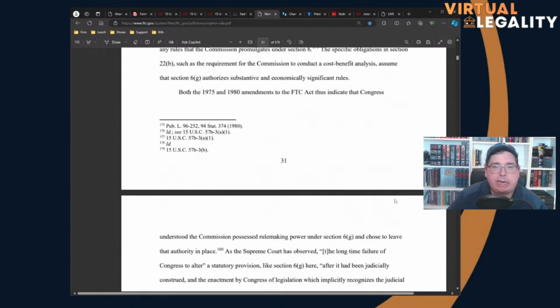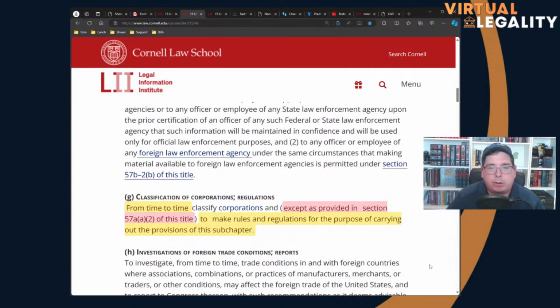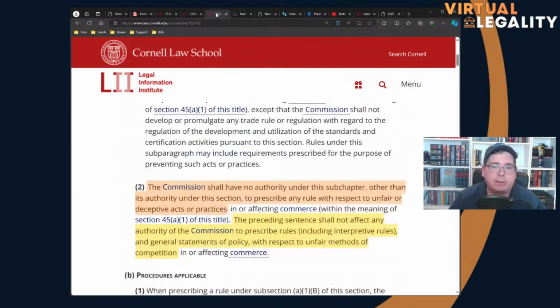Both the 1975 and 1980 amendments to the FTC Act thus indicate that Congress understood the Commission possessed rulemaking power under Section 6G and chose to leave this authority in place. So the FTC says, okay, 6G looks a little broad. 6G looks like maybe we don't have the authority to make these kinds of determinations, but we have in the past, and we're going to categorize these particular false advertising complaints as substantive rulemaking. And because Congress didn't take it away from us, in fact, Congress clarified that we do have the authority to make statements of policy, et cetera, with respect to unfair methods of competition, then Congress could have taken this authority away from us. They didn't. Thus, we have this authority.